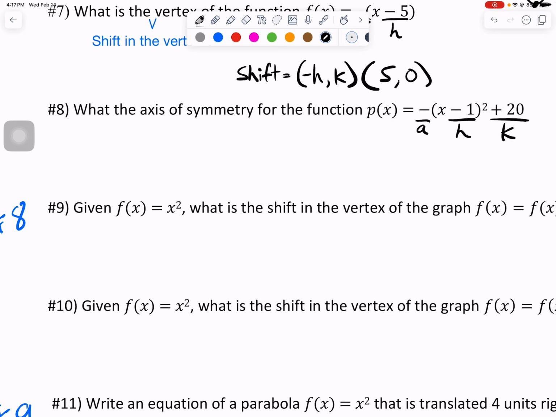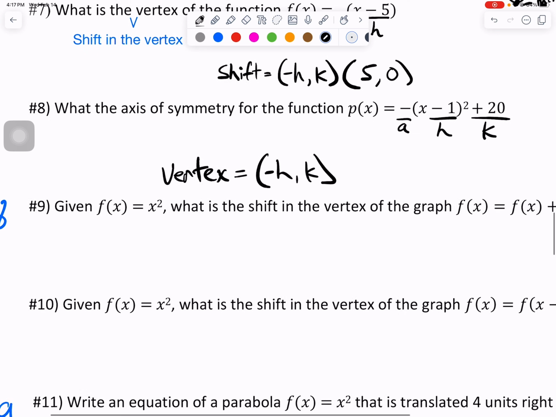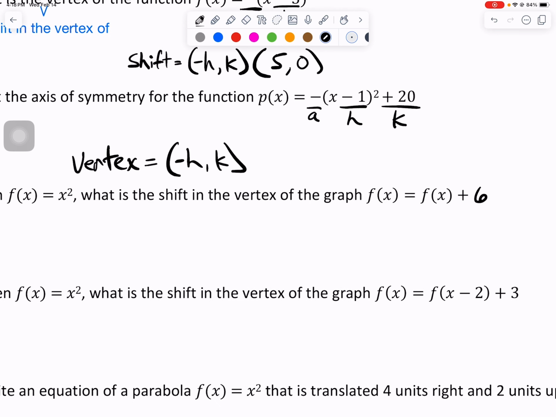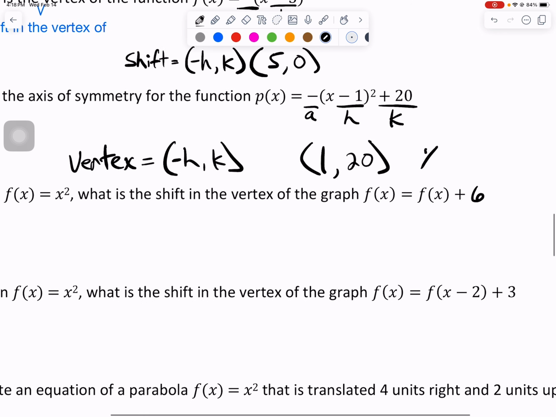Here's what we're going to do. I'm going to put vertex equals negative h and then k. For the axis of symmetry, it would be your opposite h. So negative 1 times negative 1 gives us simply a positive 1. Are we beginning to build that strength of why we flip? Great job. Our k value is 20. So x equals 1 is your axis of symmetry. I'm going to get rid of that circle just for the next one.